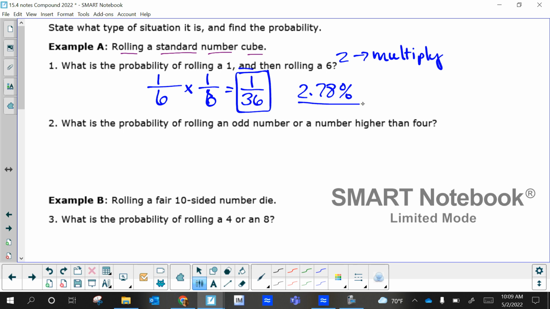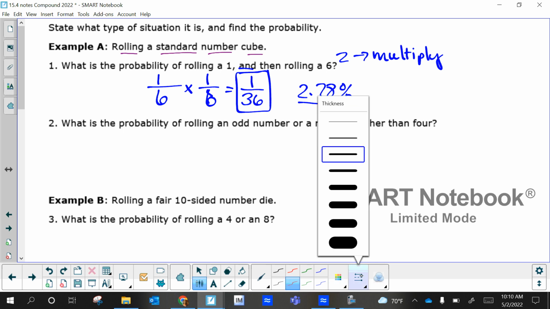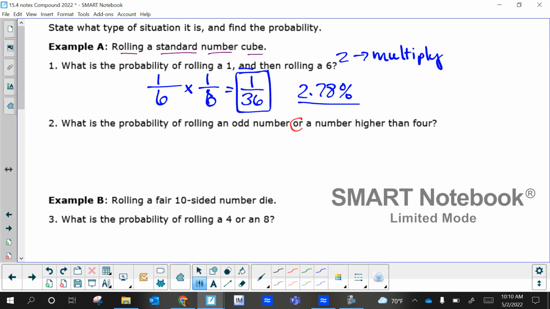Okay, number 2, what's the probability of rolling an odd number or, I'm going to circle that, or a number higher than 4. Okay, so here's the or, that means this is a 1 sample. Okay, so what am I going to do? I'm going to add. All right, by the way, back up here, this outcome did not affect that one, so this one was an independent event. Okay, this one was independent because rolling the 2 different numbers did not affect the one before that.